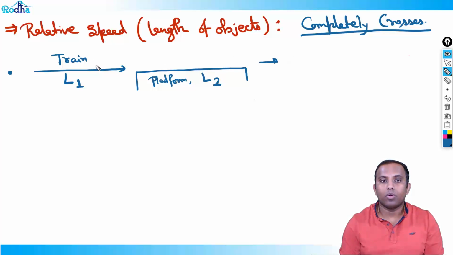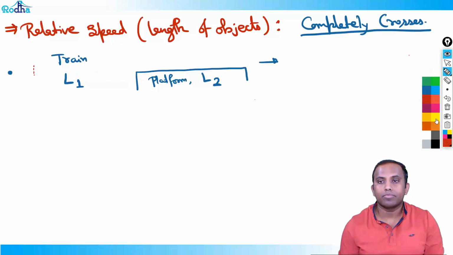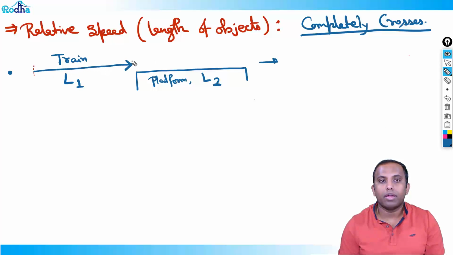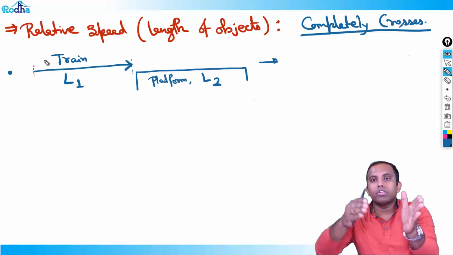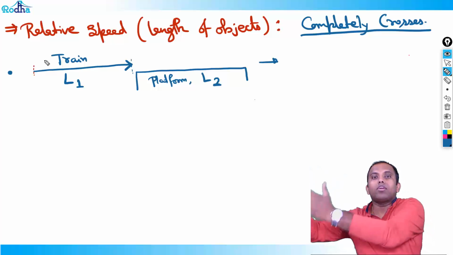So distance covered is what? Suppose you take any point here, like this is the rear end of the train. This is when the train is just in the entry mode in the platform. Very important concept. Now this whole train will first come onto the platform and then completely cross it, right?